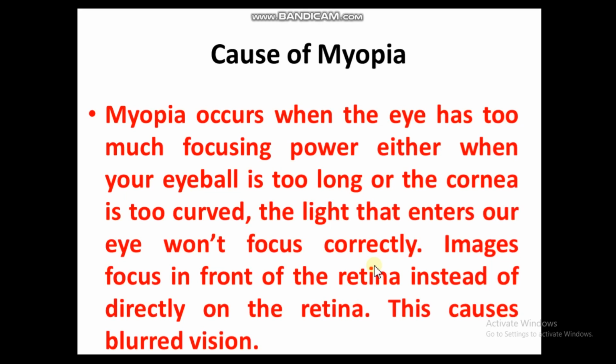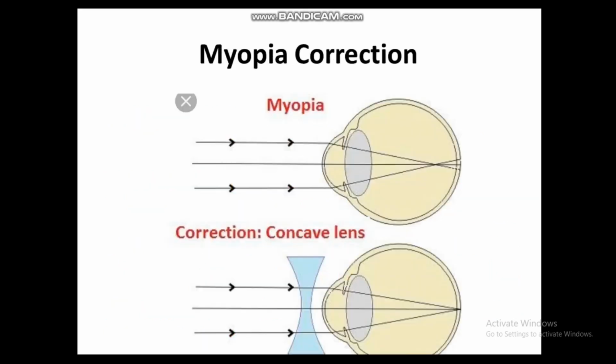So because of this, the objects will appear blurred to us. So these two things: either the eyeball is too long or the cornea is too curved, and because of that, the eye lens has excessive focusing power, and due to that, the images are formed in front of the retina. So how can this myopia be corrected?